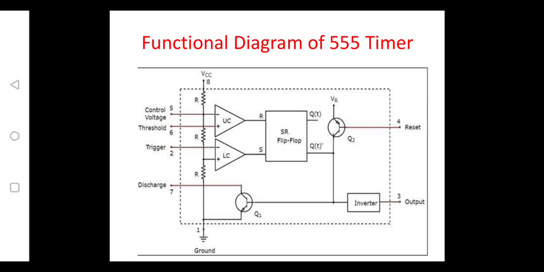So in order to understand the concept of this 555 timer, let us assume that the initial value of Q is equivalent to 0. If Q is equivalent to 0, the SR flip-flop is having 2 outputs, one is Q and the other one is Q bar. Then Q bar will be equivalent to 1. If Q bar is equivalent to 1, then the transistor will be in the on state.